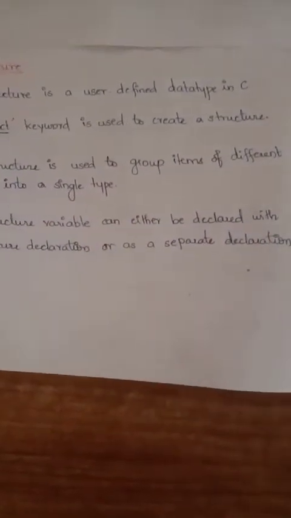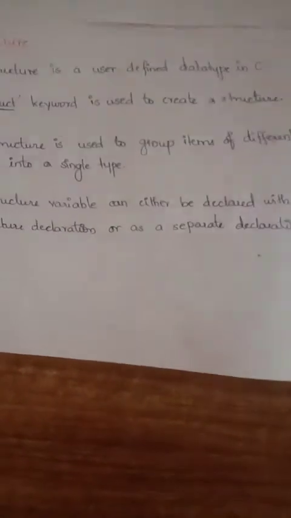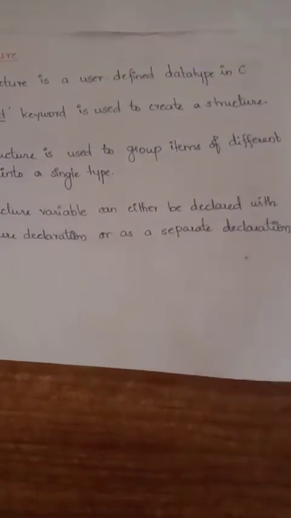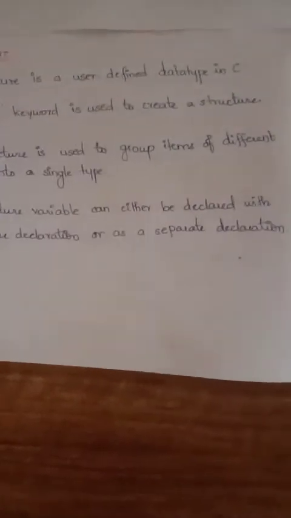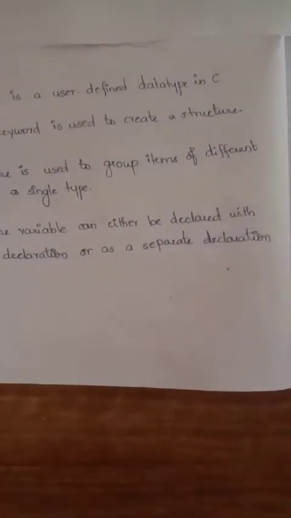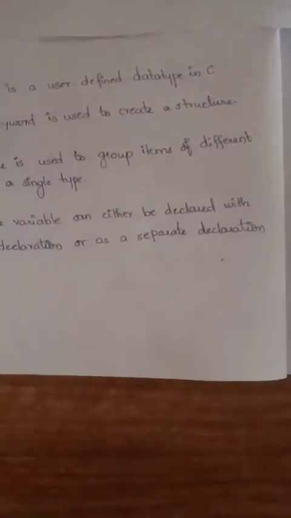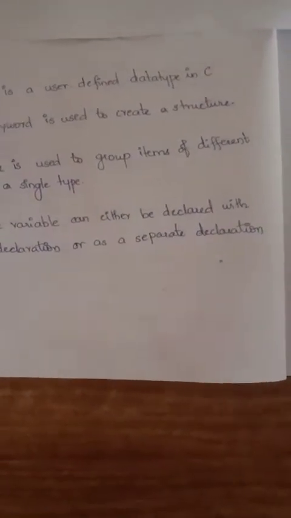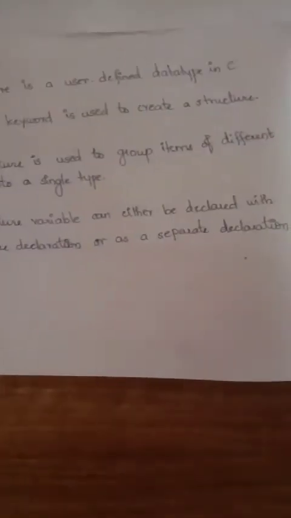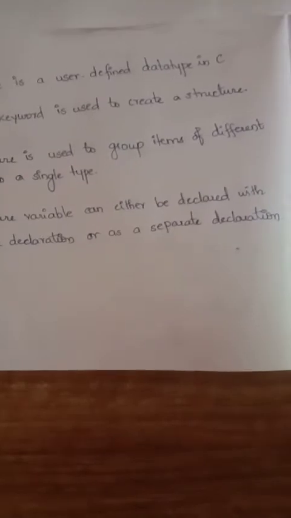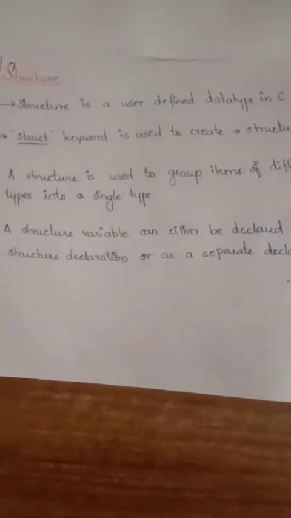For example, as I told you when I taught you array, a basket full of apples is all the same type, and a basket full of oranges is all the same type. A basket full of apple, orange, potato, tomato, it's a mix of vegetables and fruits. It's a dissimilar type, and dissimilar type grouping is called a structure. A basket full of apples is nothing but an array. So a structure is used to group items of different types into a single type.